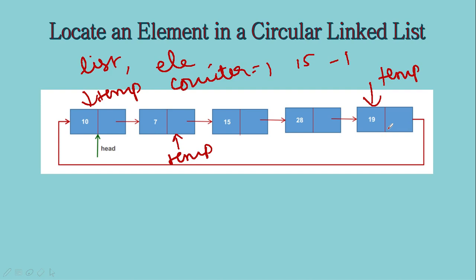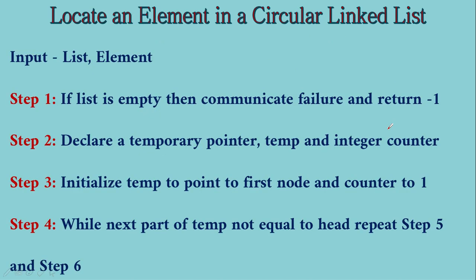So we are going to do a slight modification in the way we write the code for a circular linked list. We will say while temp next not equal to head. We will stop as soon as we reach the last node and we will check it explicitly, not while temp next not equal to null. It should be while temp next not equal to head.